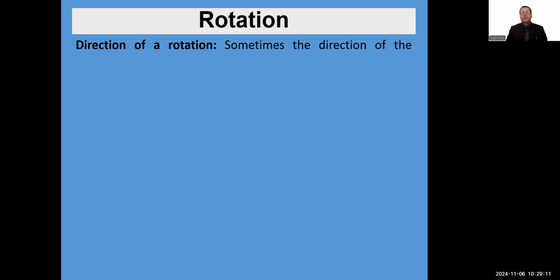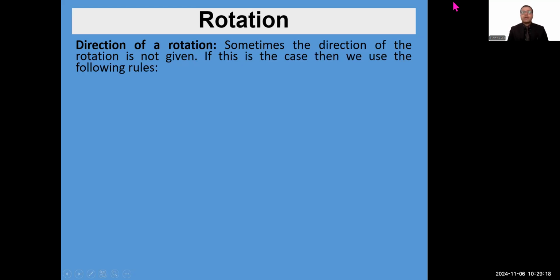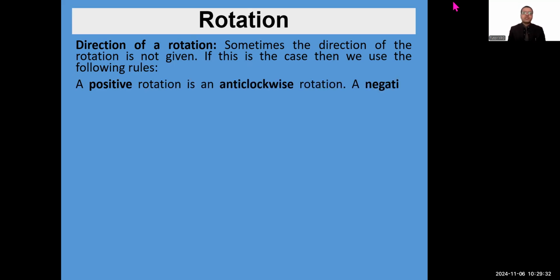Direction of a rotation sometimes may not be given. It means the direction may not be directly mentioned. In this case, we have to use the following rule. A positive rotation means rotation in anti-clockwise direction. Clockwise direction means the direction in which the hand of the clock moves.